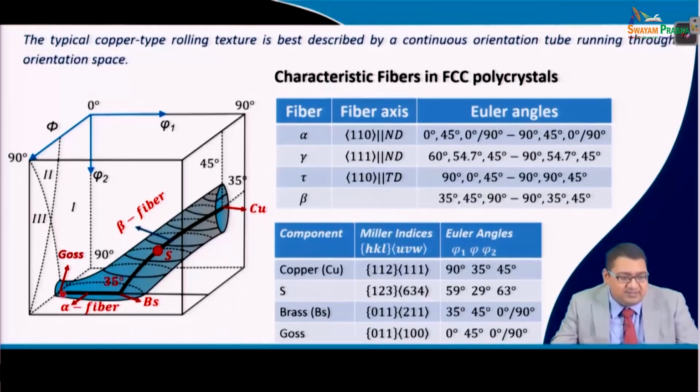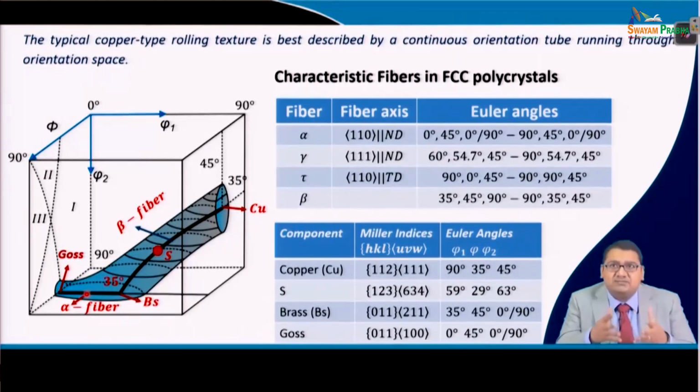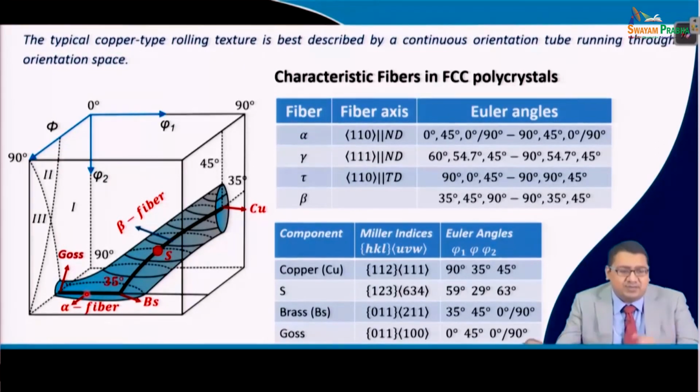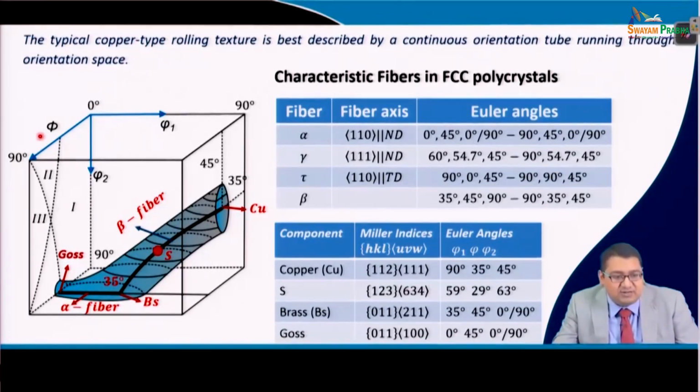So, if you look here, we are showing the partial alpha fiber which is formed in this kind of warm rolled texture for medium to high stacking fault FCC material, which may be basically aluminum or copper, right. Now, you see that the alpha fiber is starting from Goss and it is going up to brass, and this is the partial alpha fiber that we are showing. So, if we look closely, the Goss texture basically forms at phi 1 equal to 0, phi equal to 45 degrees, and then phi 2 equal to 90 degrees, right.